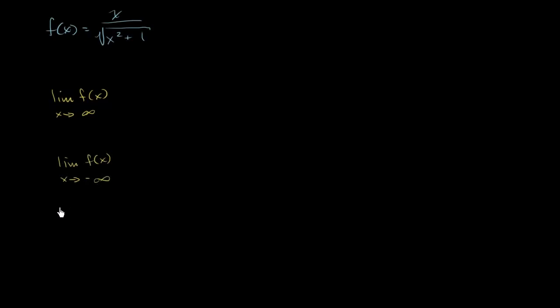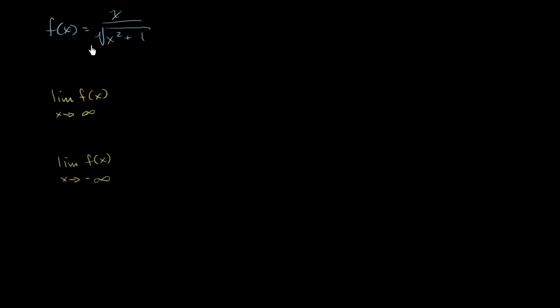Let's say that f of x is equal to x over the square root of x squared plus 1. And I want to think about the limit of f of x as x approaches positive infinity, and the limit of f of x as x approaches negative infinity. So let's think about what these are going to be.